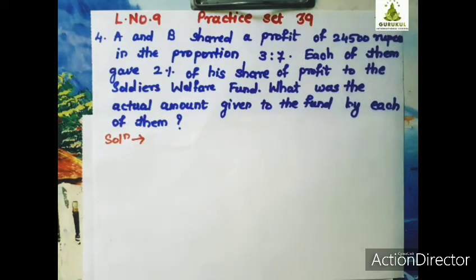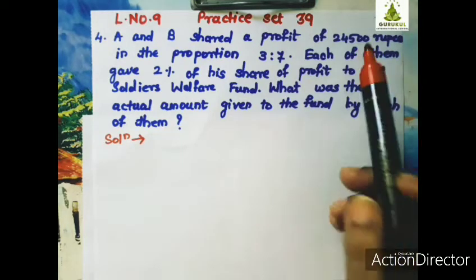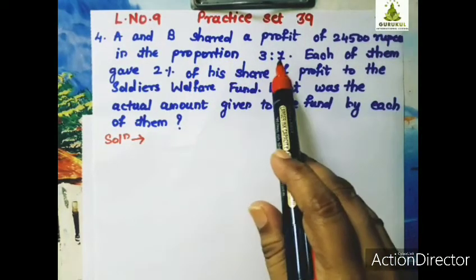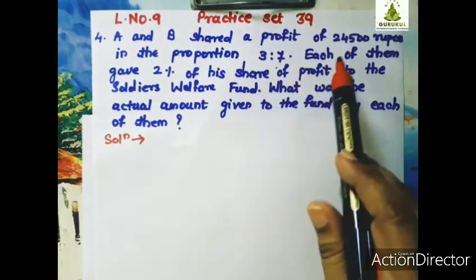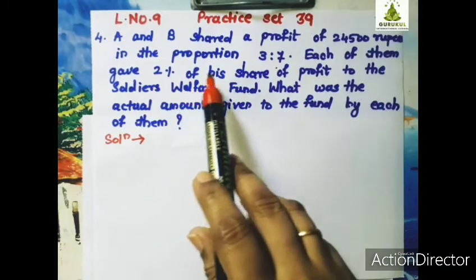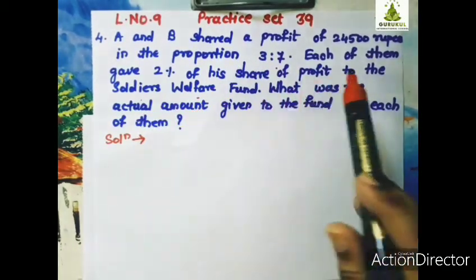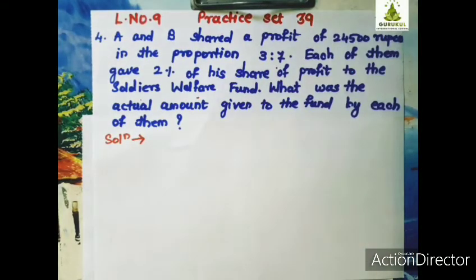Lesson number 9, practice set 39, fourth sum of the partnership chapter, we are going to continue. A and B shared a profit of 24,500 rupees in the proportion 3:7. Each of them gave 2% of his share of profit to the Soldiers' Welfare Fund. What was the actual amount given to the fund by each of them?